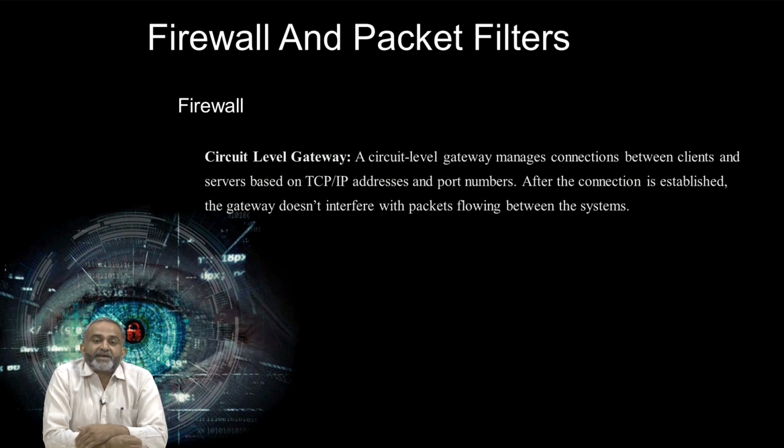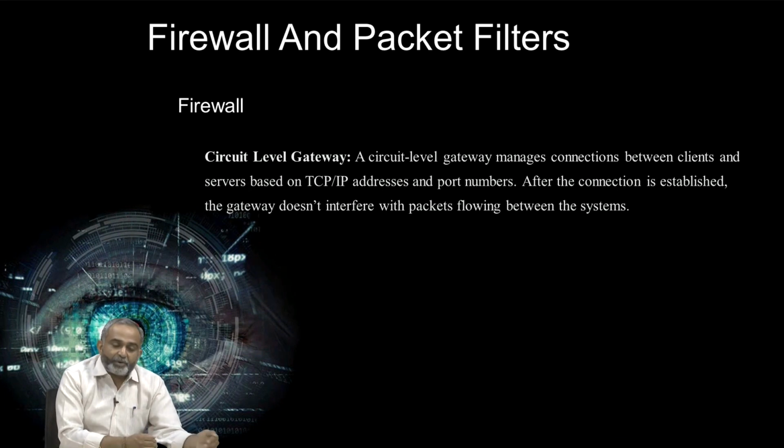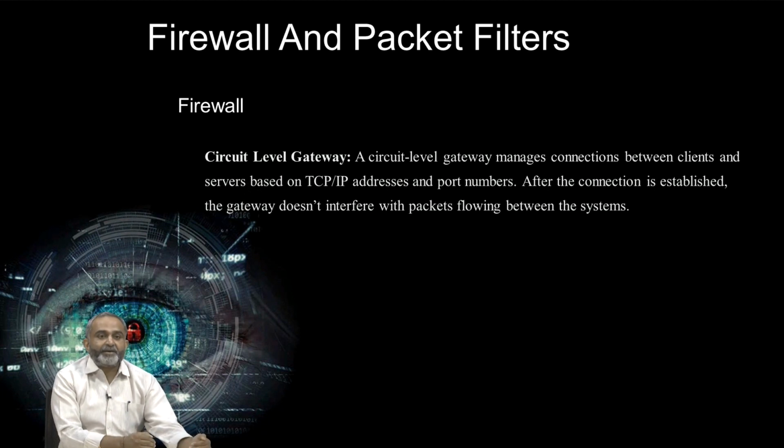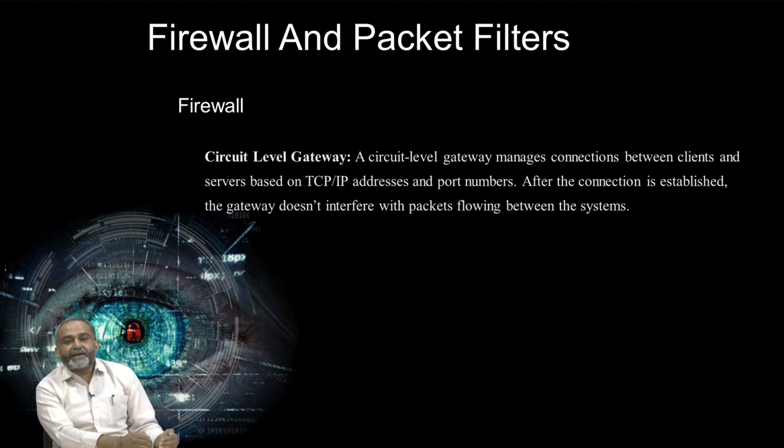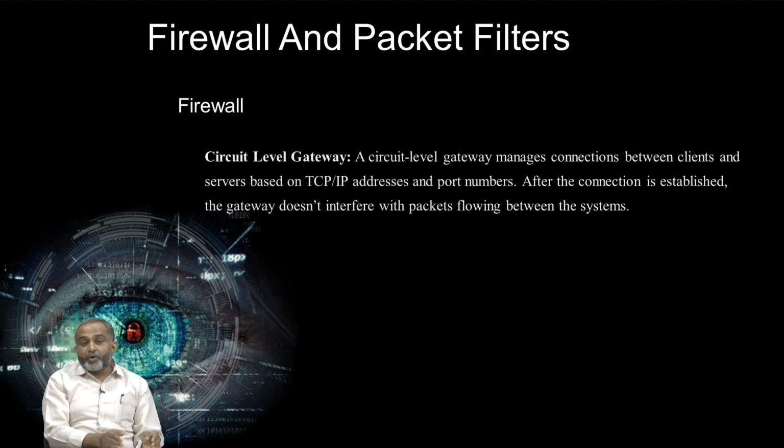Now, the circuit level gateway manages the connection between client and server based on the TCP IP address and port number. After the connection is established, the gateway does not interfere with the packets flowing between the systems. Now, here is the difference from the stateful packet inspection. As we learned, the stateful packet inspection can monitor each and every packet.